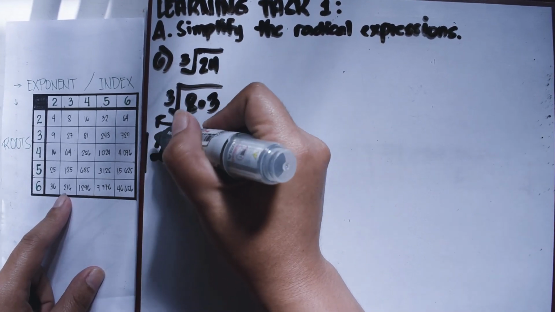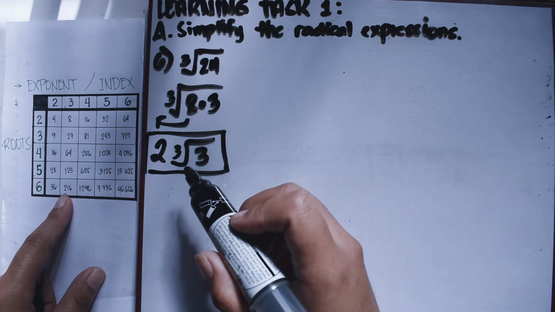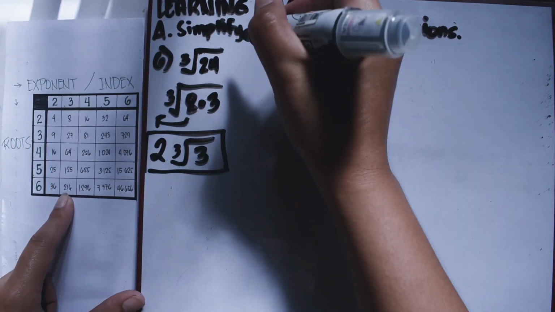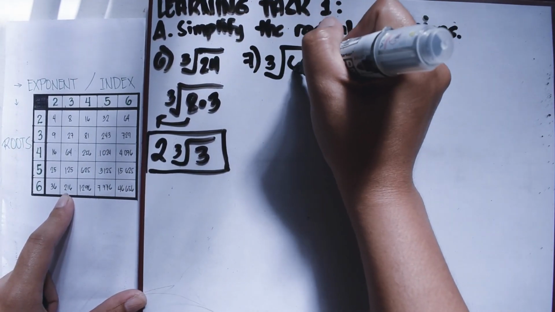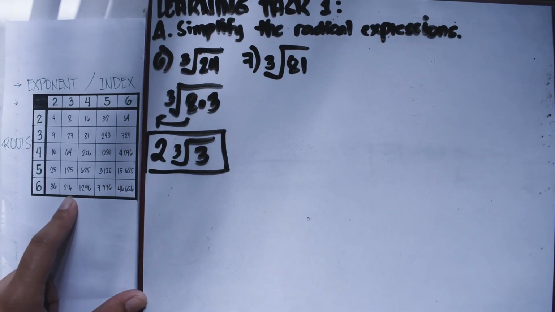So, eto na po ang ating final answer sa number 6. Dahil wala na tayong pwedeng i-reduce dyan. So, we have 2 cube root of 3. So, yun, nakuha, malinaw. Okay, let's now proceed with number 7. So, number 7, we have cube root of 81. So, dito pa rin tayo sa column na to dahil nga cube root tayo. So, ano kaya dyan yung factor ni 81?